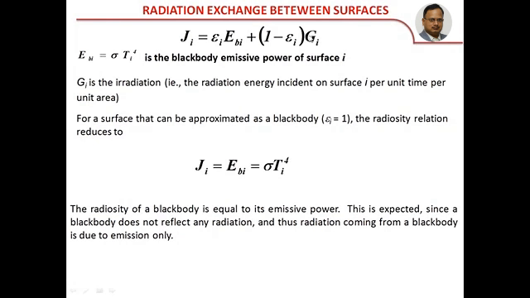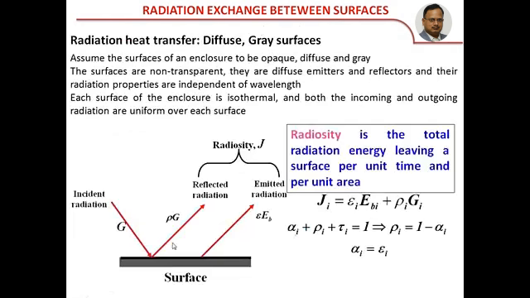If you assume that the body is a black body, epsilon I becomes 1. So therefore, this part becomes 0 and this is 1. So you will get J equal to E. So the radiosity of a black body is equal to its emissive power. Very simple expectation, because a black body does not reflect any radiation, and thus the total radiation coming from a black body is due to emission only.